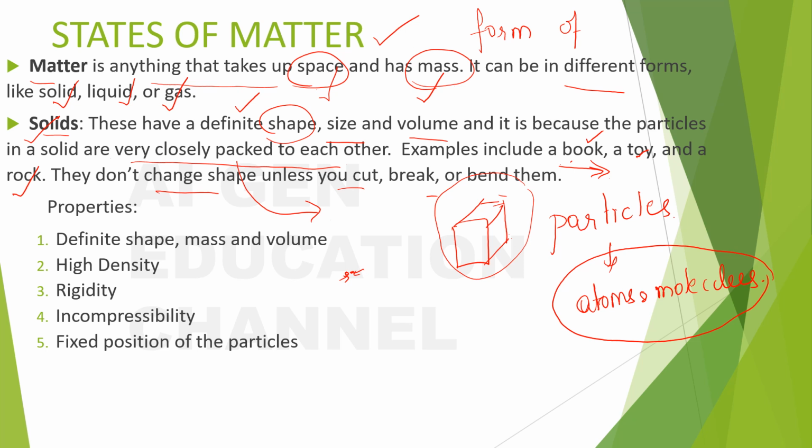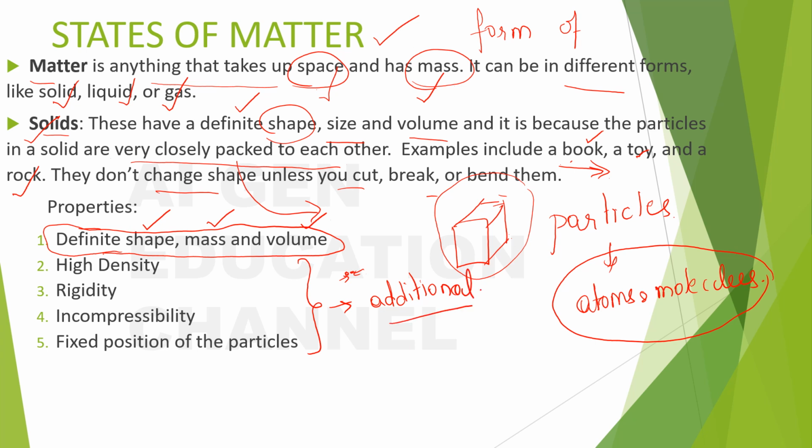If I get into the details of the properties of solids, I can say that they have definite shape, definite mass and definite volume. All these are important properties of solids. When I ask what are solids, you have to say that solids are a form of matter that has definite shape, mass and volume. The other things are additional details, and they are important, but the basic definition goes with this first statement: definite shape, mass and volume.